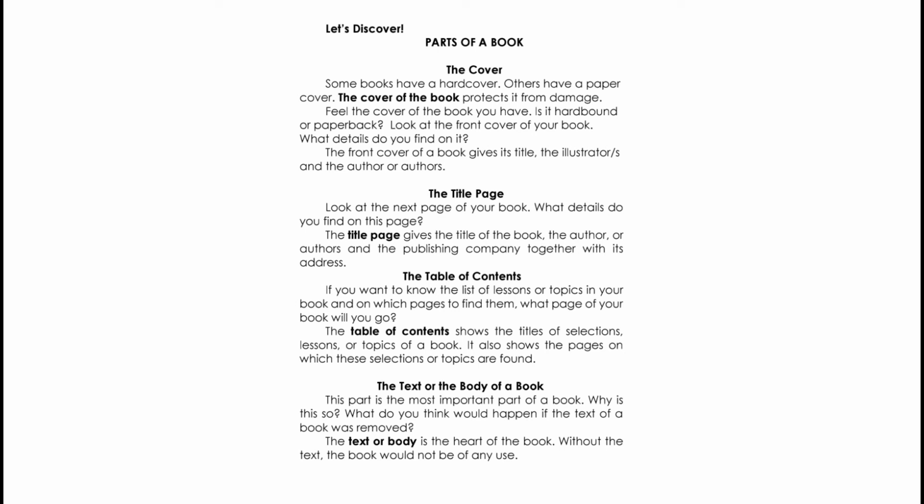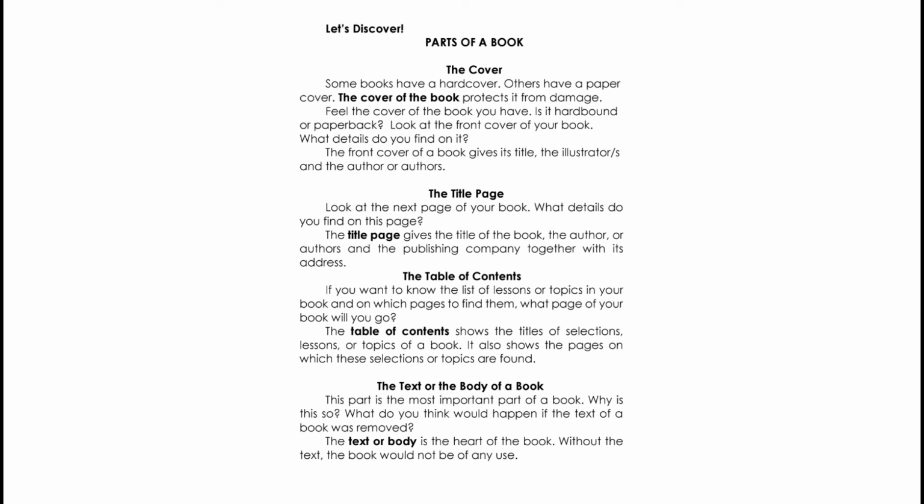The title page. Look at the next page of your book. What details do you find on this page? The title page gives the title of the book, the author or authors, and the publishing company, together with its address.